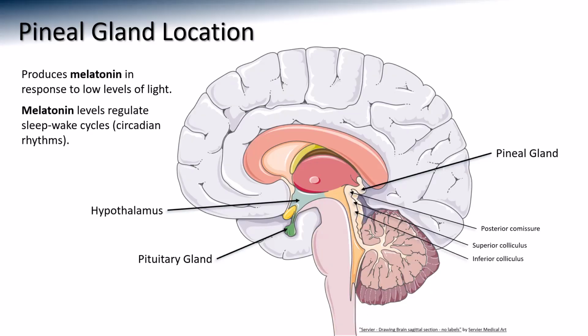Its job is to produce a hormone called melatonin in response to low levels of light striking the retinas of the eye. Melatonin regulates circadian rhythms, so your sleep-wake cycles. A lot of melatonin makes you feel tired, and a little bit makes you feel a lot more awake.